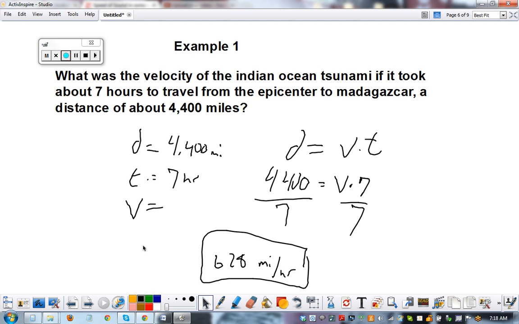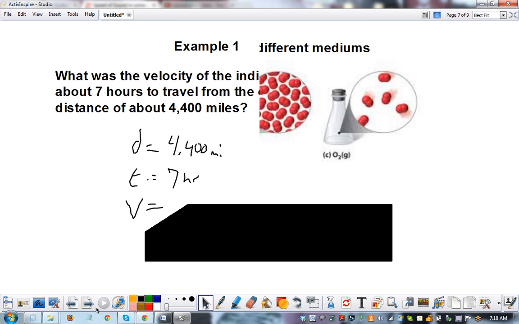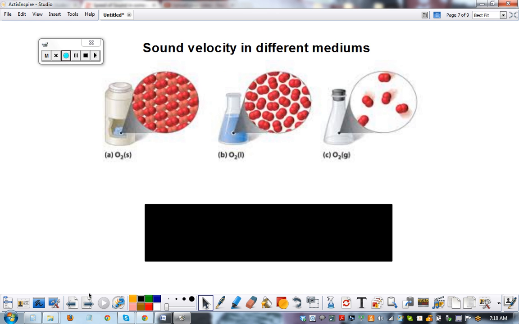So that's pretty direct. You'll see examples where you're given distance and time, and you'll need to find another idea about the wave. Okay, something else to know though is that sound travels differently in different mediums. Recall, mediums are the thing that waves need to travel on. Without the medium of air, a wave won't be able to go anywhere.